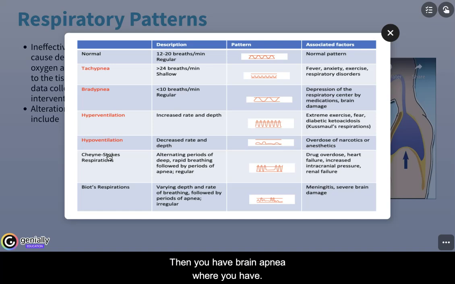Then you have bradypnea, where your respirations are less than 10 breaths per minute, but they're regular, right? This happens due to the depression of the respiratory center by medications or from brain damage. That can also cause you to breathe slower.